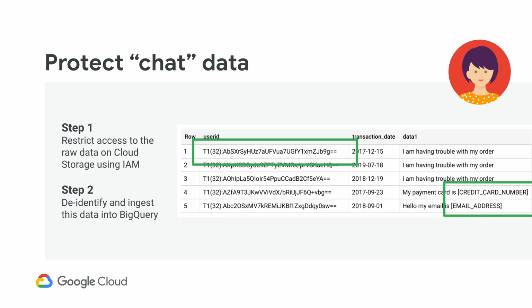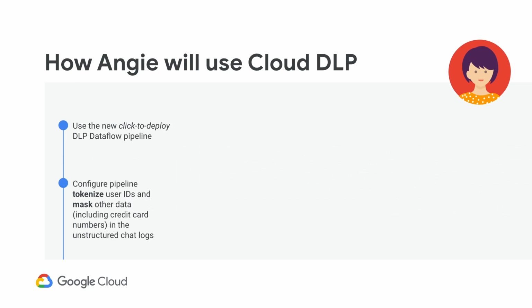What we see here on the right is the output that we want to get to. We want to obfuscate that user ID. In this case, we're going to tokenize it using one of our cryptographic methods. And then in that data column where we actually see the chat log, we just want to go in and remove any PII that we don't expect to be there.